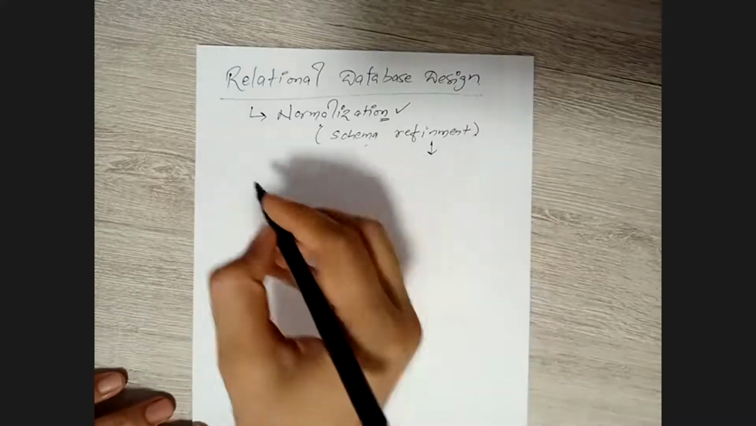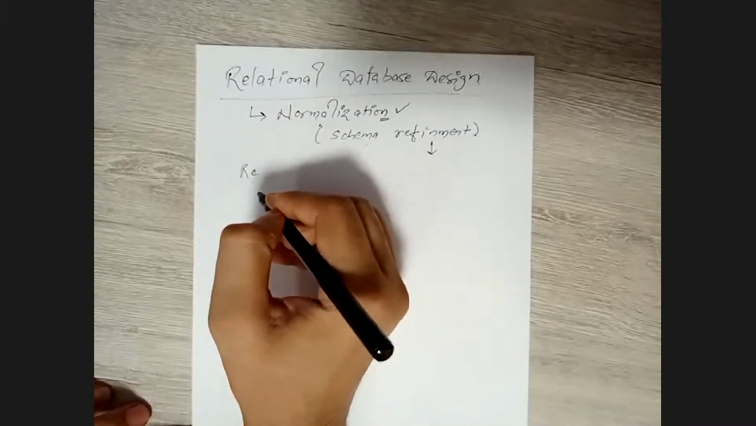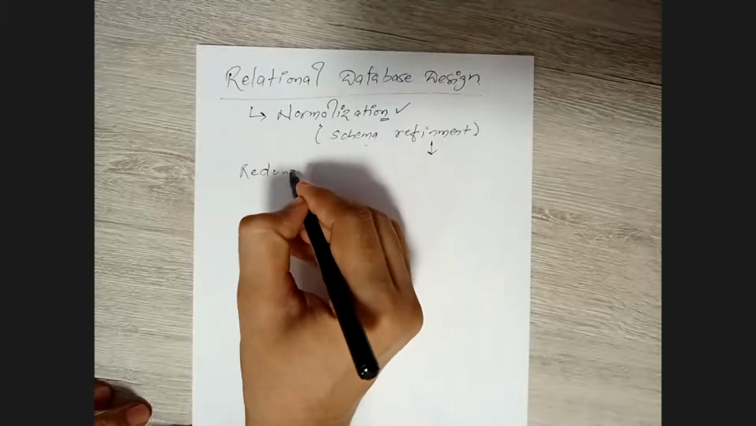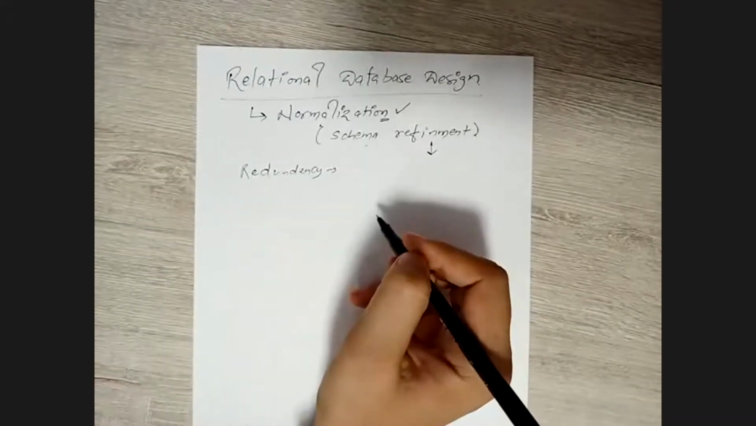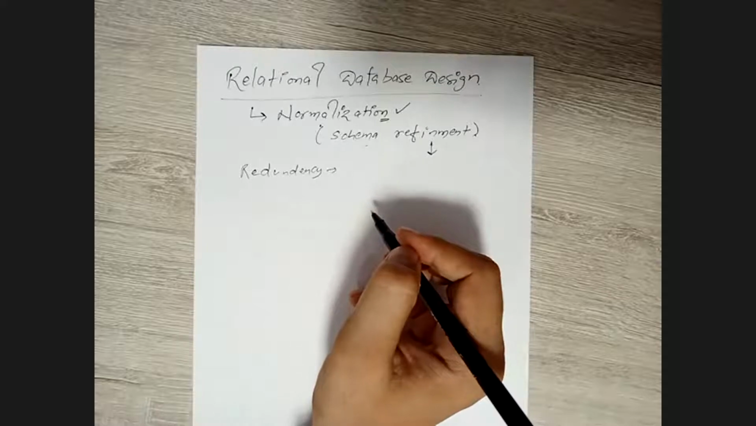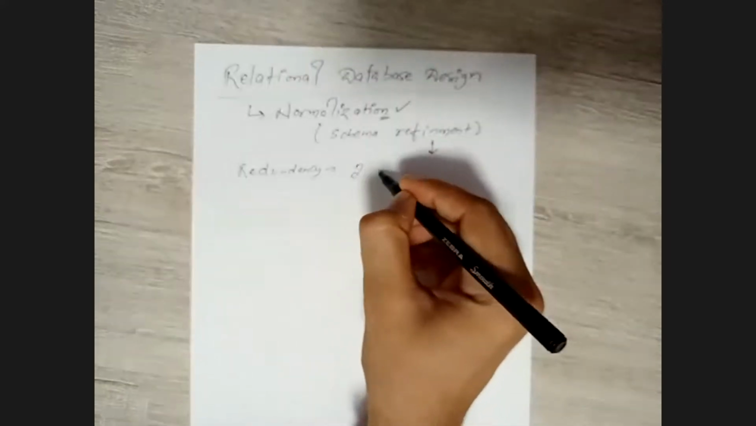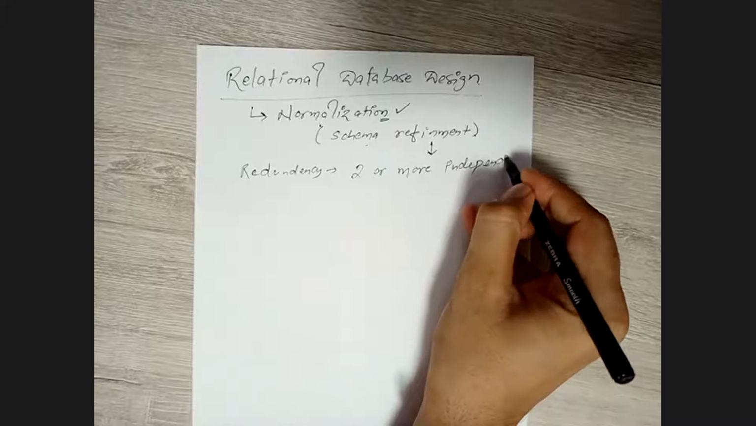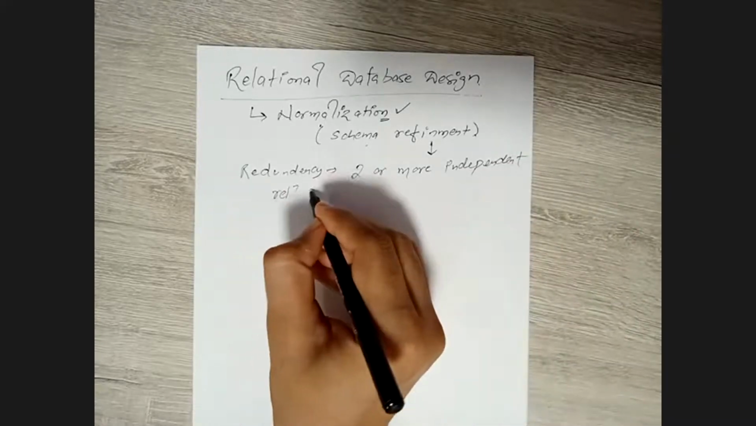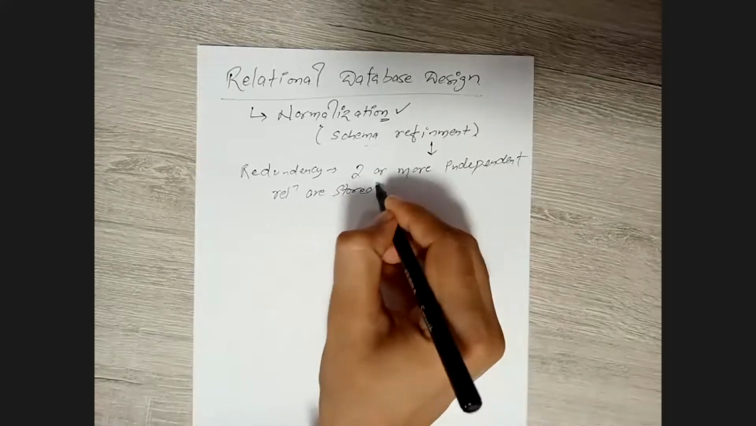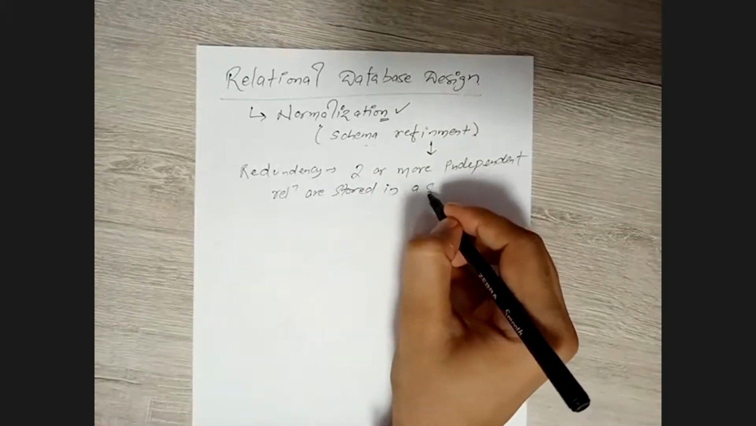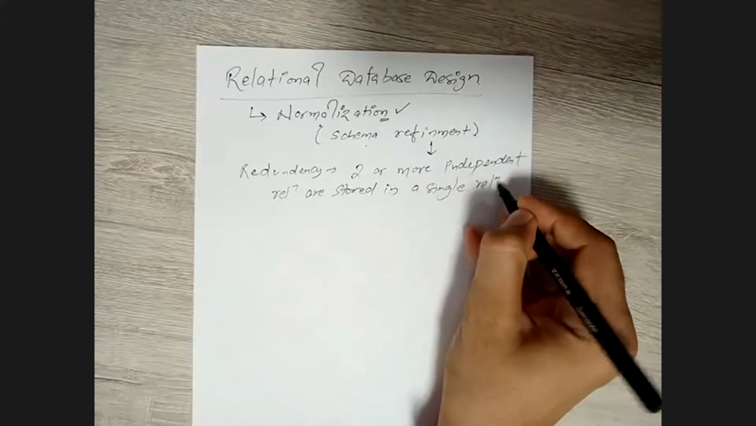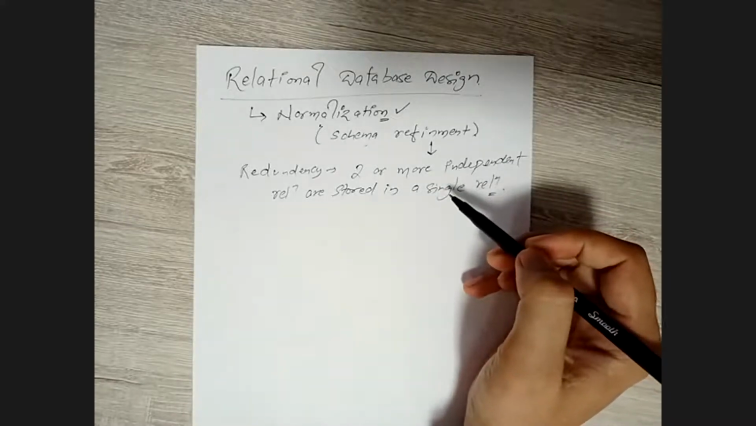What basically happens when we have redundancy in a database? Redundancy in a database means this problem occurs when, in a database table, two or more independent relations are stored in a single table, say a single relation. We say that redundancy may occur in that case.